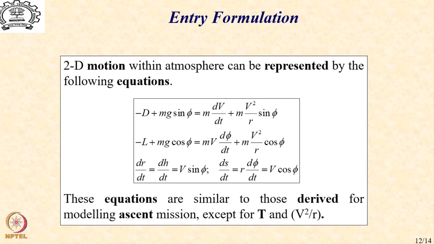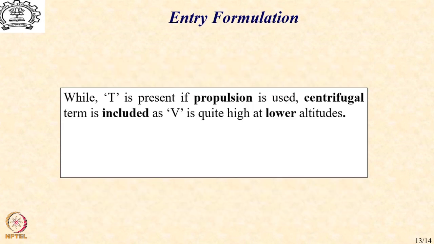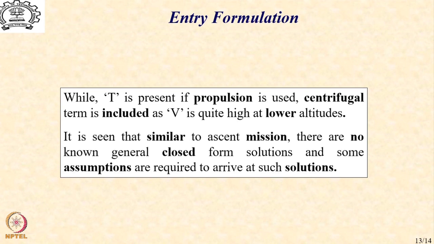So we realize that these equations are similar to those that we derived for modeling ascent mission, except two quantities, that thrust is missing, and in its place we now have the centrifugal force term. Of course, if we are going to make use of propulsion to retard the vehicle, then we can add thrust to these equations without making any further changes, and the centrifugal force term will always remain until you feel that velocities are sufficiently low for it to be ignored. Of course, similar to ascent mission, we immediately realize that there are no known general closed form solutions, and some assumptions are going to be required to arrive at such solutions that we will look at in the next lecture.